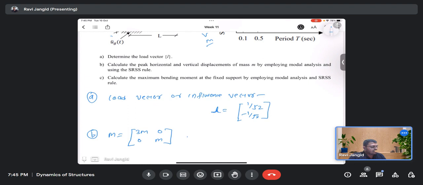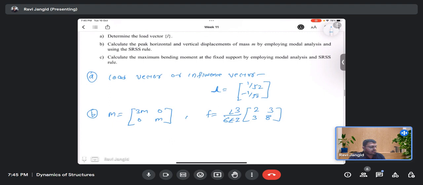For this you need to calculate the flexibility matrix, L cube over 6EI into 2, 3, 3, 8, and using that you can calculate the stiffness matrix by taking the inverse, 1 by F. So it will be coming out to be 6EI by 7L cube times 2 minus 3 minus 3.